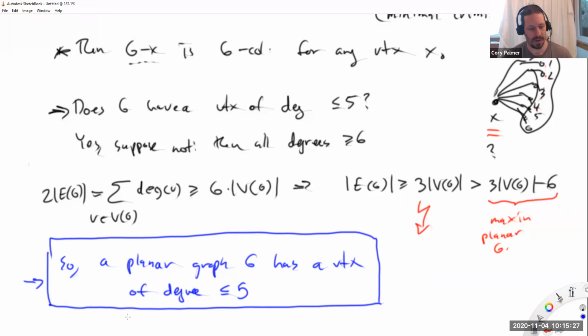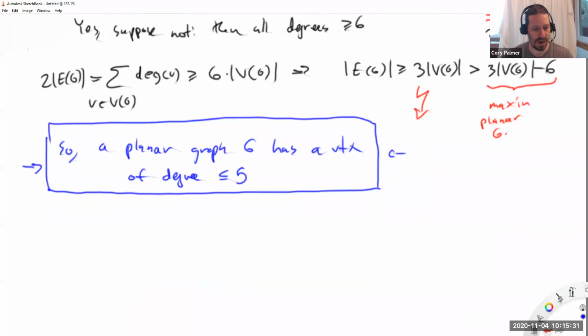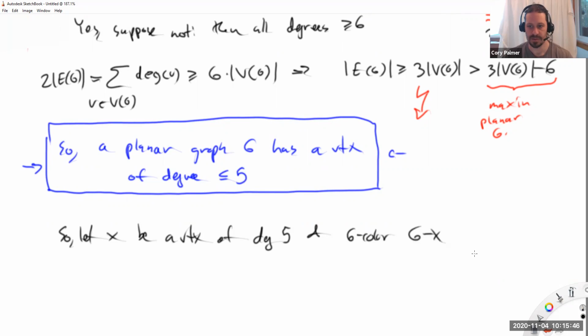It's just a corollary, so it holds generally. And how do we use that here? Well, I already explained it, but let's just go through it real quick. Let X be a vertex of degree 5, and then just remove it. And 6-color G minus X, right? G minus X is smaller than the minimal counterexample, so I can color it. Maybe we draw it like this, right?